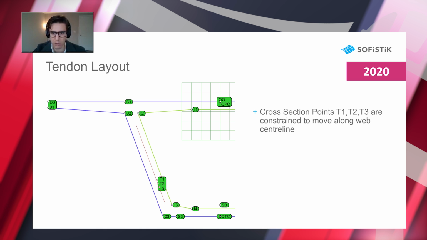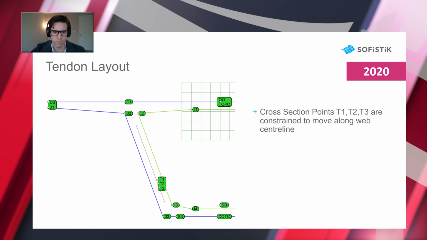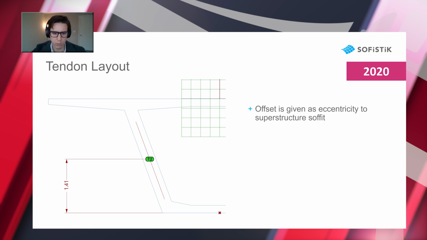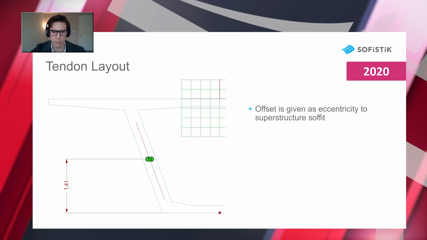It has this variable that is kind of an inclined variable along the center line of the web. This is, for example, how some of those offsets are defined that we saw in the Excel sheet. So in this case, 1.41 meters is the vertical offset of that tendon T2 from the soffit of our bridge.